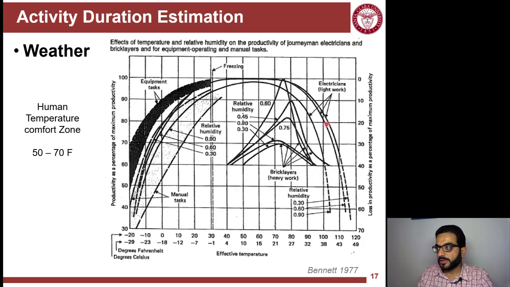You can see here that electricians can work in a large spectrum of temperatures under different humidity. Humidity is not that big an impact for them. Versus bricklayers, who can only work in a limited spectrum of temperature, between 40 Fahrenheit and around 100 Fahrenheit. We also need to pay attention to humidity: there is an optimal humidity. Too much humidity is bad, and too low humidity is also bad. The optimal humidity is generally around 0.6 in this case.